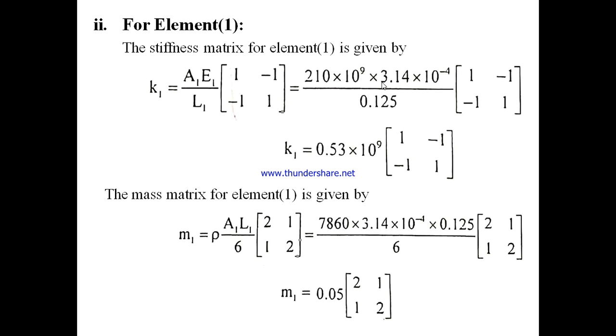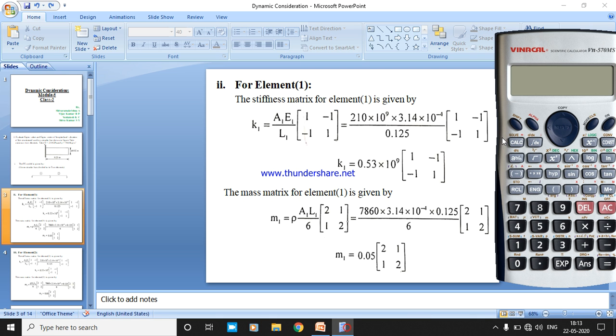So 210 into 10 raised to 9 into 3.14 into 10 raised to minus 4 divided by 0.125. Okay, if you need we can calculate here. So 2 into 210 into 10 raised to 9 into 3.14 into 10 raised to minus 4 divided by 0.125. So that gives us the value is what?